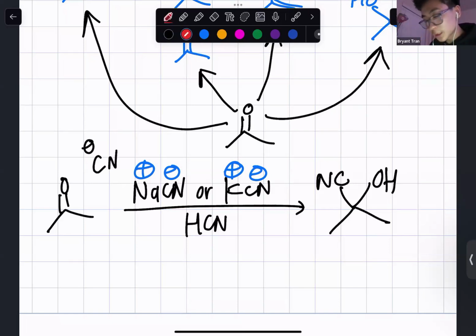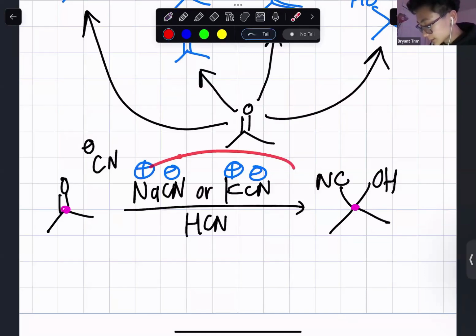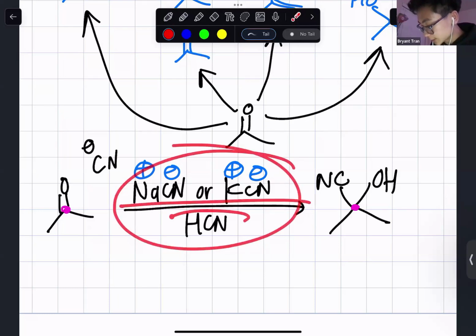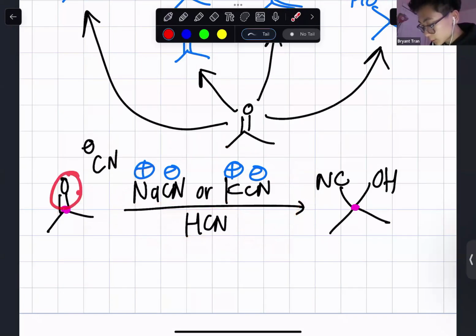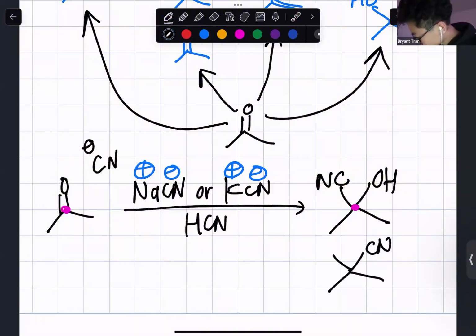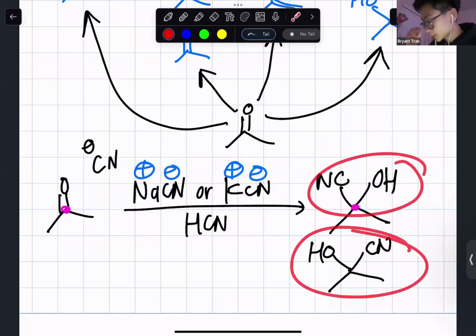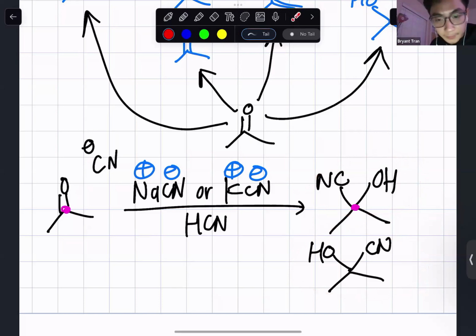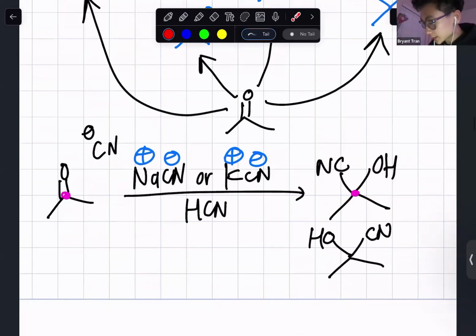So to predict the product quickly, if you see this on the quiz, locate the carbonyl carbon, which is that pink dot carbon right there. And when you see this set of reagents, NaCN or KCN with HCN, convert the carbonyl into an alcohol and attach a CN there. You could also draw it like this as well. They're the same thing. Whichever way looks nicer for you, you could draw it. Now, here's the mechanism.